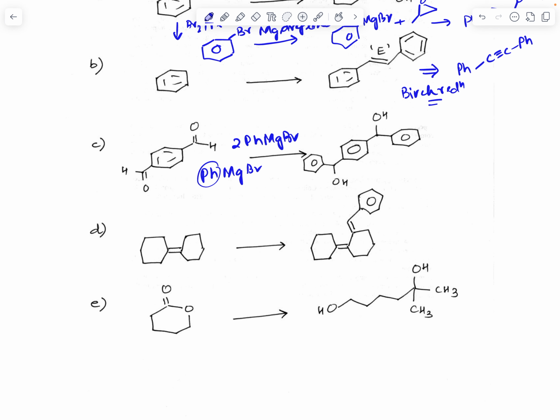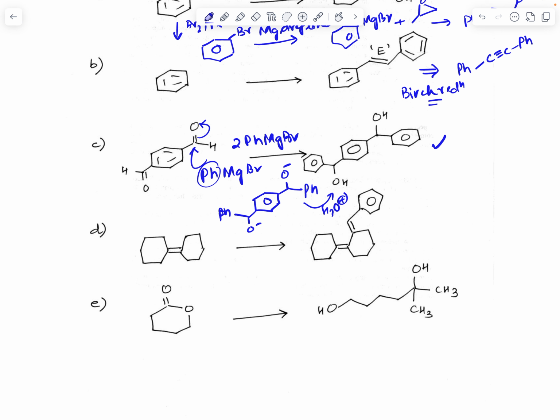PhMgBr. Well, I can show it to you for two of them, but then it'll get too cluttered. But basically that's what happens. And the same thing happens out here, and that gives you something that looks like this: O minus, Ph, O minus, Ph. Okay? And then you just do an H3O plus, and that protonates the O minuses, generating the alcohol. Nothing too complicated out there.